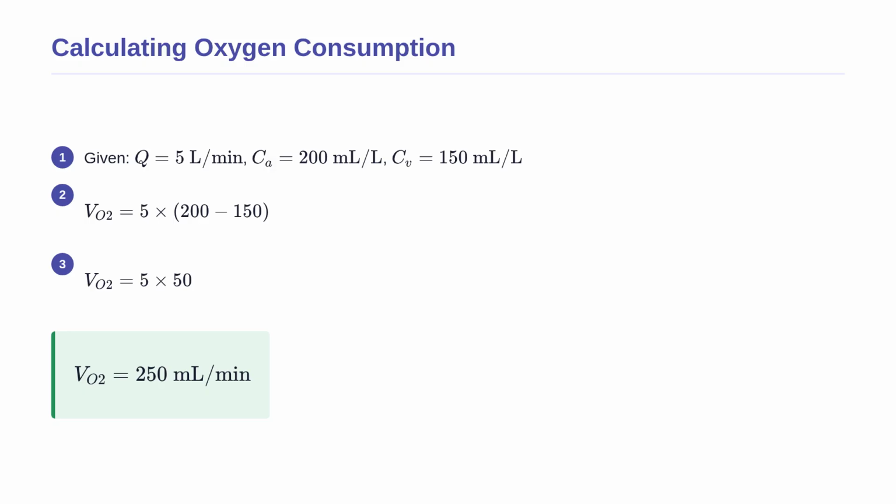First, we subtract the venous concentration from the arterial concentration, giving us 50 milliliters of oxygen extracted per liter. We then multiply this by the blood flow of 5 liters per minute. The final answer is 250 milliliters of oxygen consumed every minute.